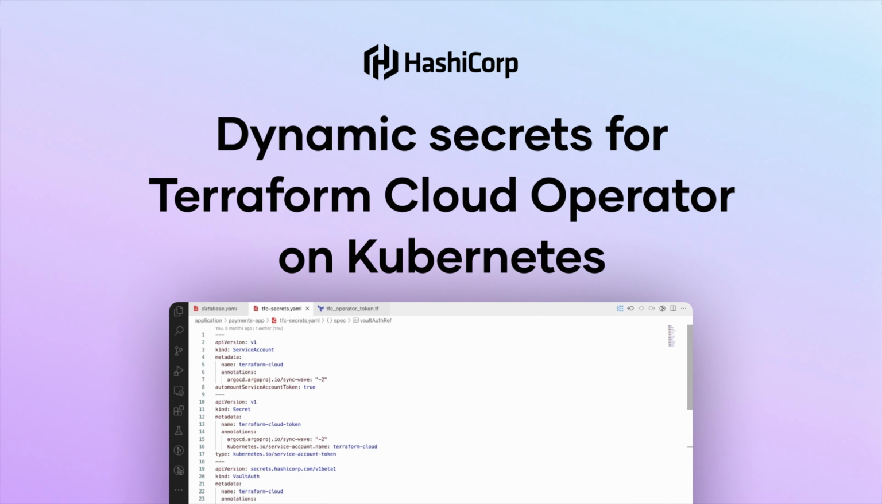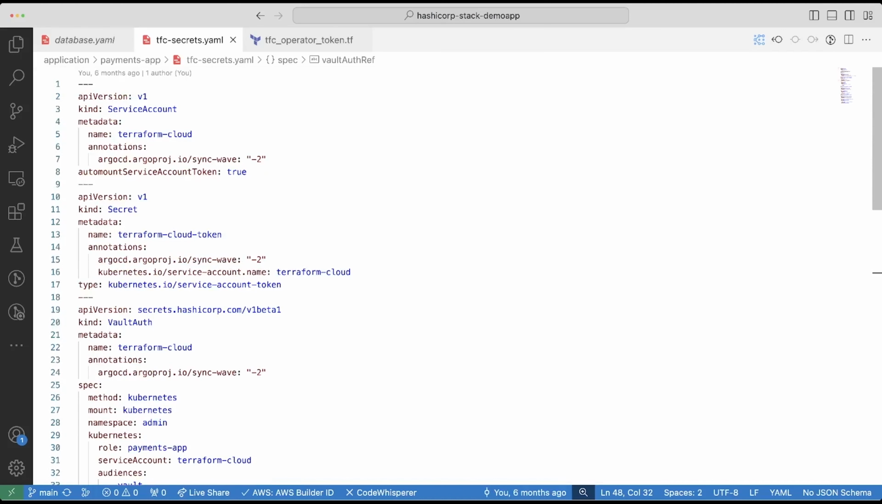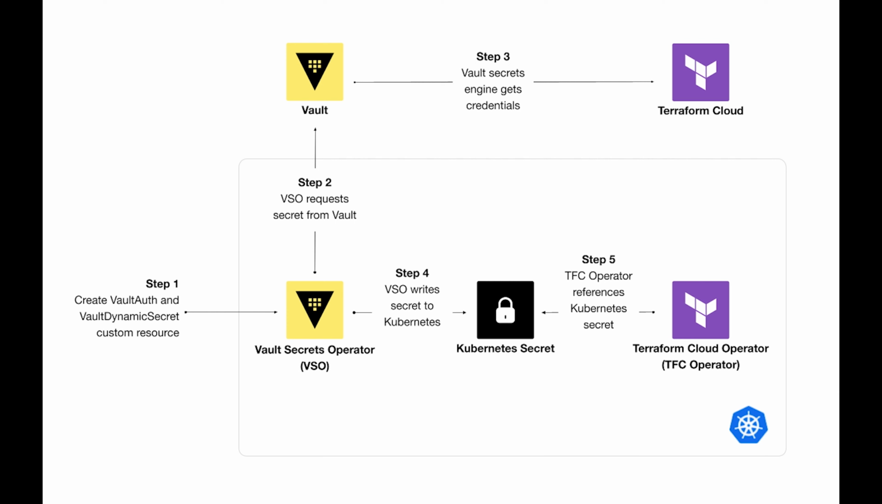This is a demonstration of how you can use the Vault Secrets operator to retrieve a Terraform Cloud API token dynamically generated from Vault and write it to a Kubernetes secret. Terraform Cloud Operator can then read the Terraform Cloud team token from the Kubernetes secret and use it to create workspaces and start Terraform runs. This is a pattern that applies more generally to any secret that you have in Vault that needs to be written to a Kubernetes secret.